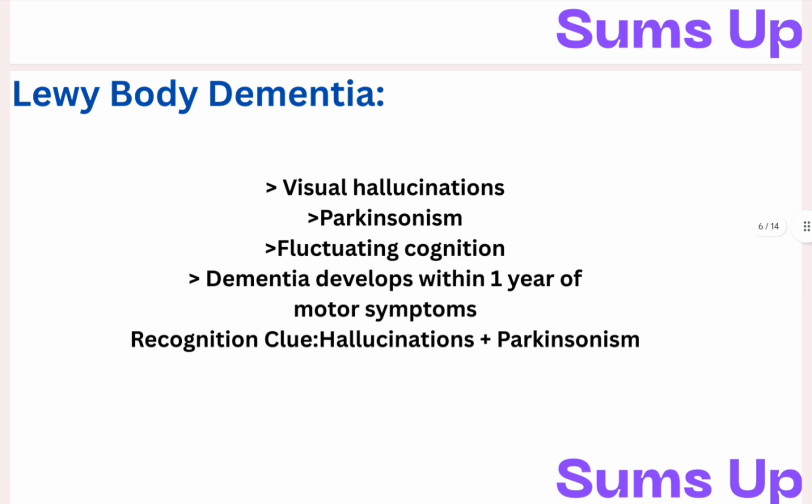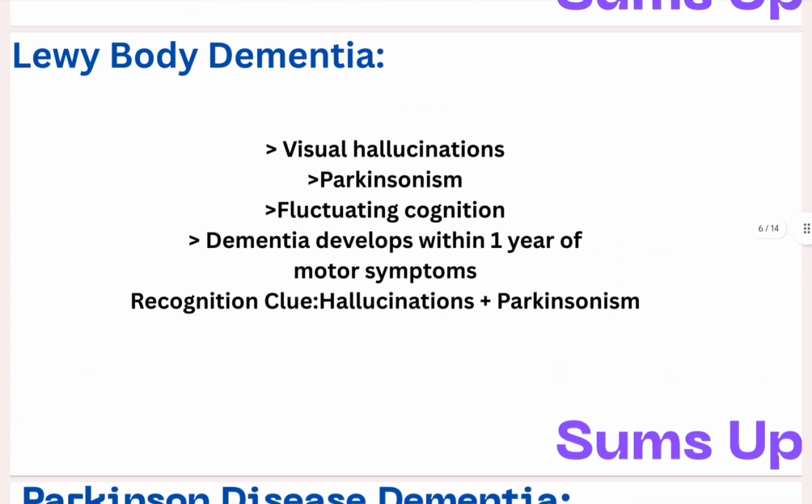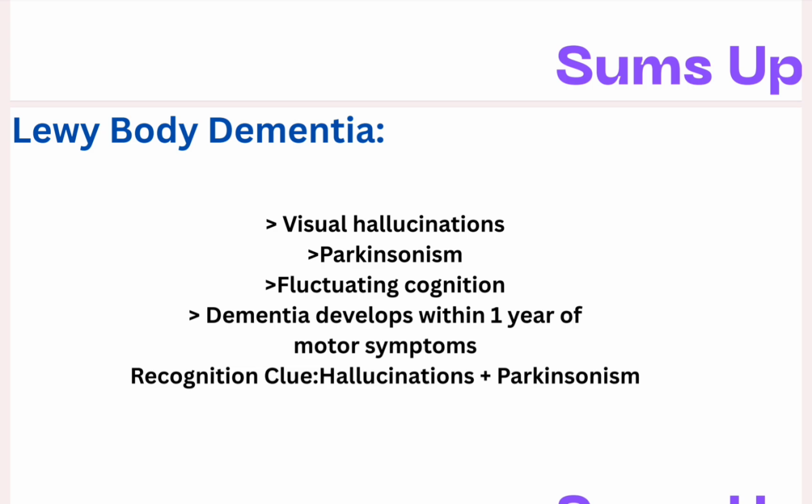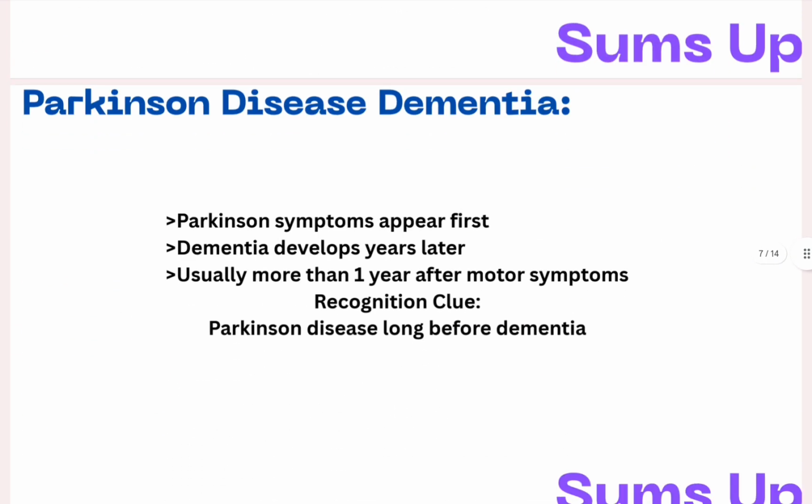Moving on, next is Lewy body dementia and Parkinson disease dementia. People often get confused between them. Whenever the scene is that you have motor symptoms and hallucinations, both of these are present in Parkinson's, but the timing is very important. When dementia develops within 1 year of motor symptoms, this is Lewy body dementia. If it is more than 3 years, then it's Parkinson disease dementia.